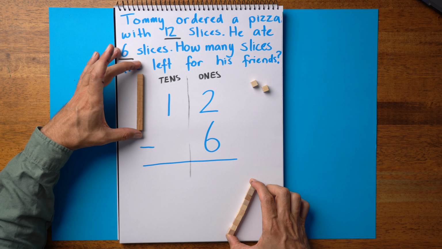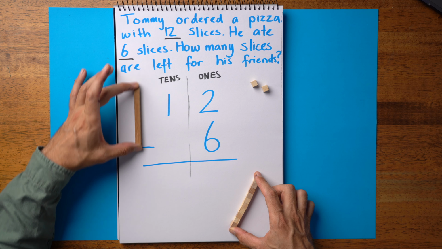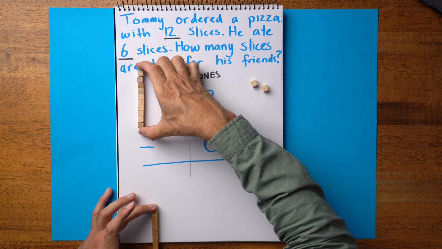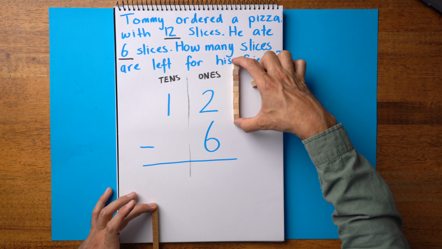We can do it like this. What I'm going to do is swap this 10 for 10 1s. So this one's coming out and this one's coming in. I haven't added or subtracted any. And since they're 1s, I'm going to put them over this side.